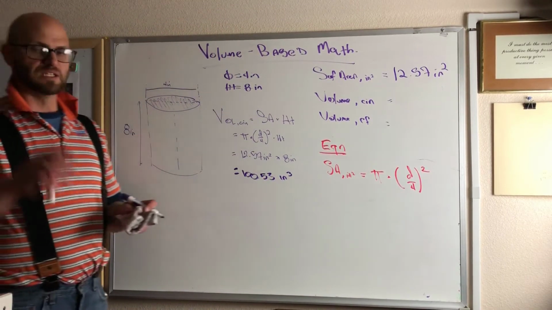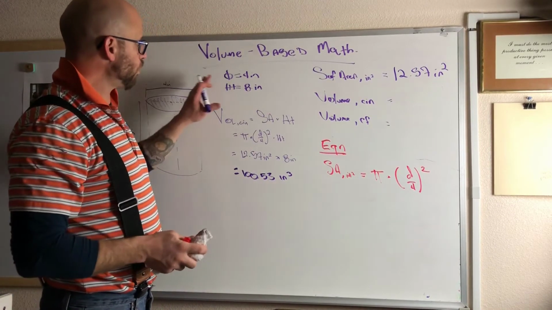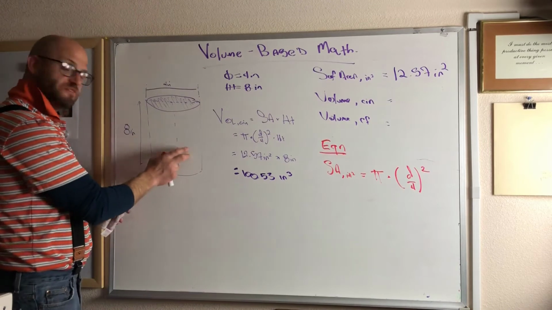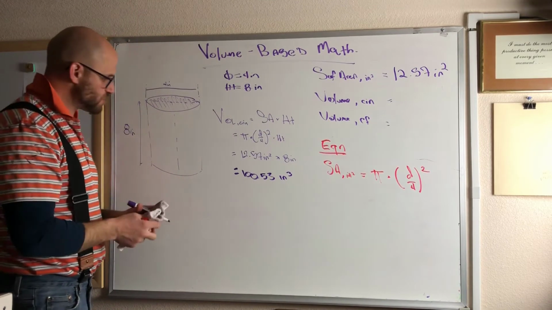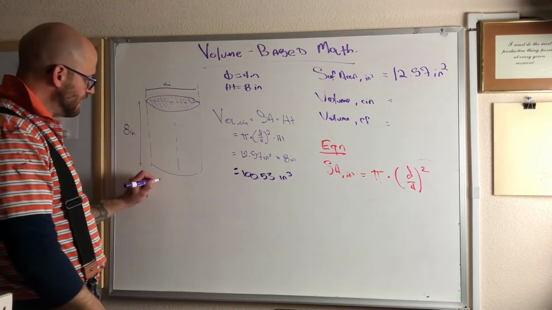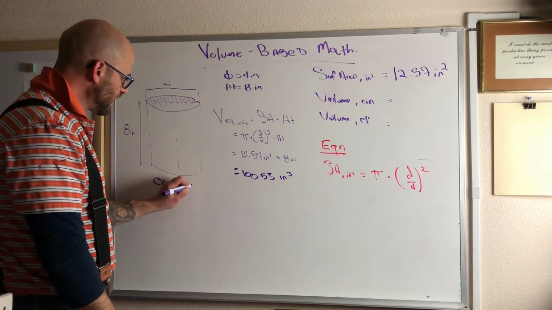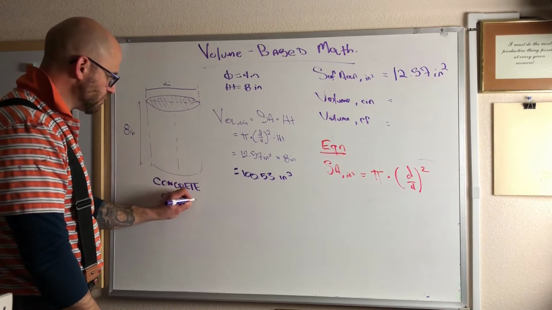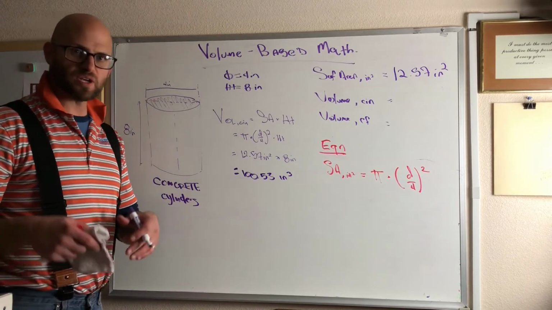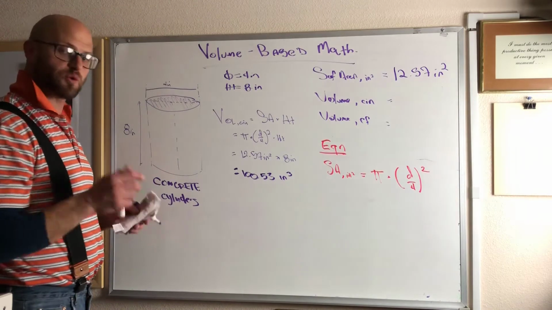Now, this is awesome. The reason why I chose this specific shape is because this is the size of the everyday concrete cylinders that are used to determine the strength of concrete that goes out in the field to build our civil infrastructure throughout the entire world.